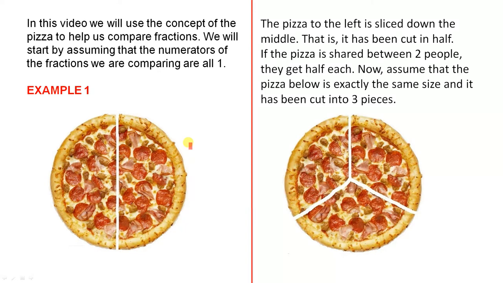Example 1. Here is a pizza. Now have a look how we've sliced that pizza. The pizza to the left is sliced down the middle. That is, it has been cut in half. If the pizza is shared between two people, they get half each. Now assume that the pizza below is exactly the same size and it has been cut into 3 pieces. Let's see what happens on the next slide.